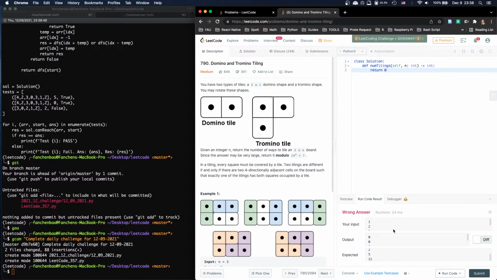Let's see 5. What do we get for 5? What do you say? I say 18. Is 5 18? No, 5 is 24. I'm missing a lot. Jeez. I'm missing a lot. Like a lot.